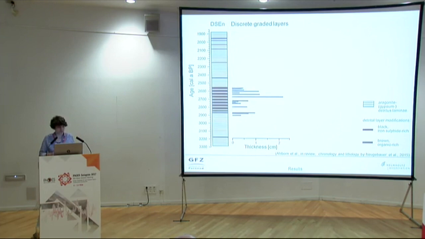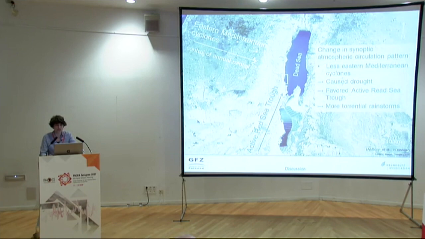But our graded layers just occur in this time interval, roughly between 2,900 and 2,500 years BP, which roughly coincides with a regional drought which was established earlier by a colleague of mine. So what we find is that we have more torrential rainstorms, probably related to the active Red Sea troughs, during generally drier conditions. And what we propose is that we observe a change in the synoptic atmospheric circulation pattern, and we think it happened like this: the eastern Mediterranean cyclones, which control the annual rainfall, had reduced passages over the region and caused the regional drought, and in turn favored the active Red Sea trough with more torrential rainstorms. The active Red Sea trough tends generally to develop in the absence of other synoptic systems.